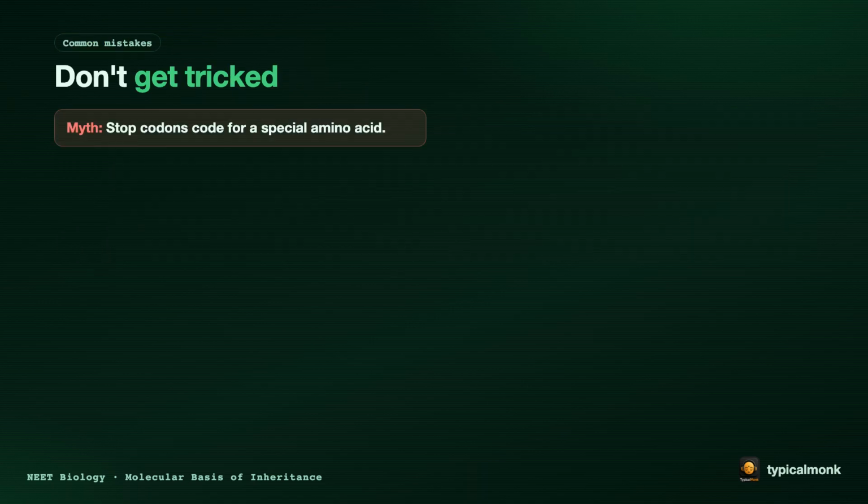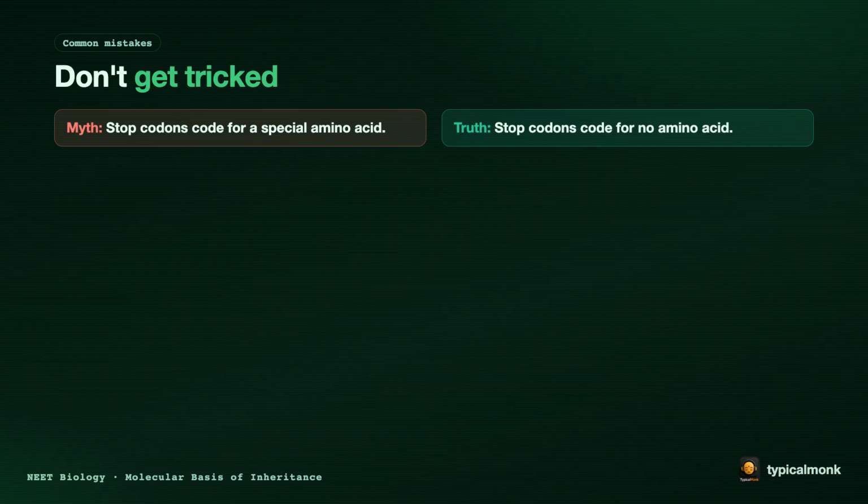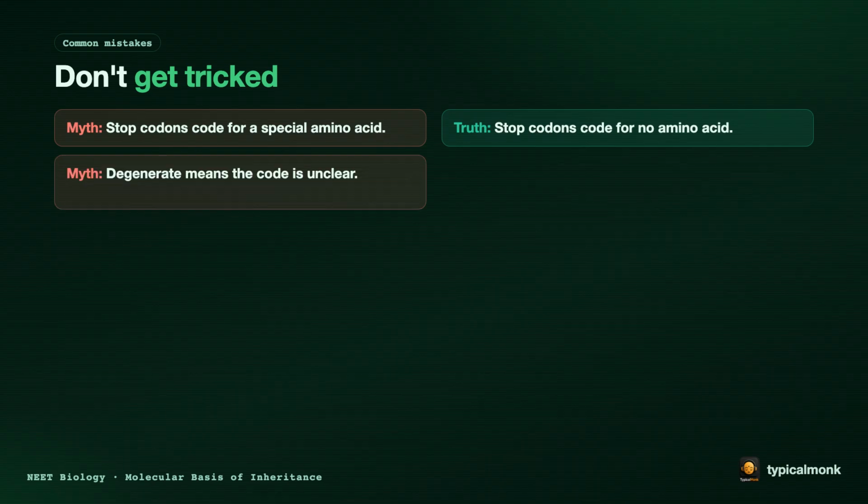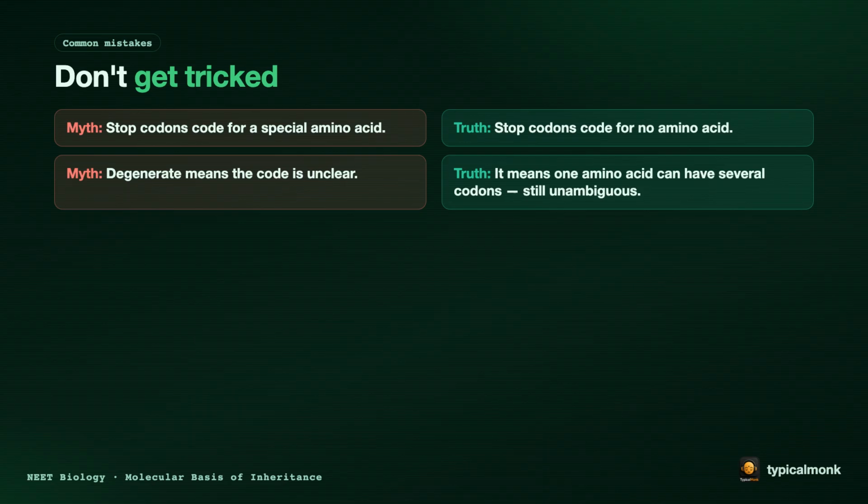Now let's clear the mistakes students fall for. Myth: stop codons code for a special amino acid. Truth: stop codons code for no amino acid. Myth: degenerate means the code is unclear. Truth: it means one amino acid can have several codons, still unambiguous.